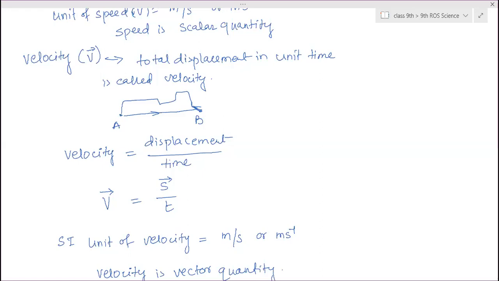In finding speed, we have to take how much distance is covered by an object in a given time. That is called speed. But velocity is, whatever the distance covered, the actual displacement from one point to another point divided by time. Both have the same unit, meter per second. And velocity is a vector quantity as it is dependent on displacement, and displacement is dependent on direction. Therefore velocity is also dependent on direction, and hence it is called a vector quantity.